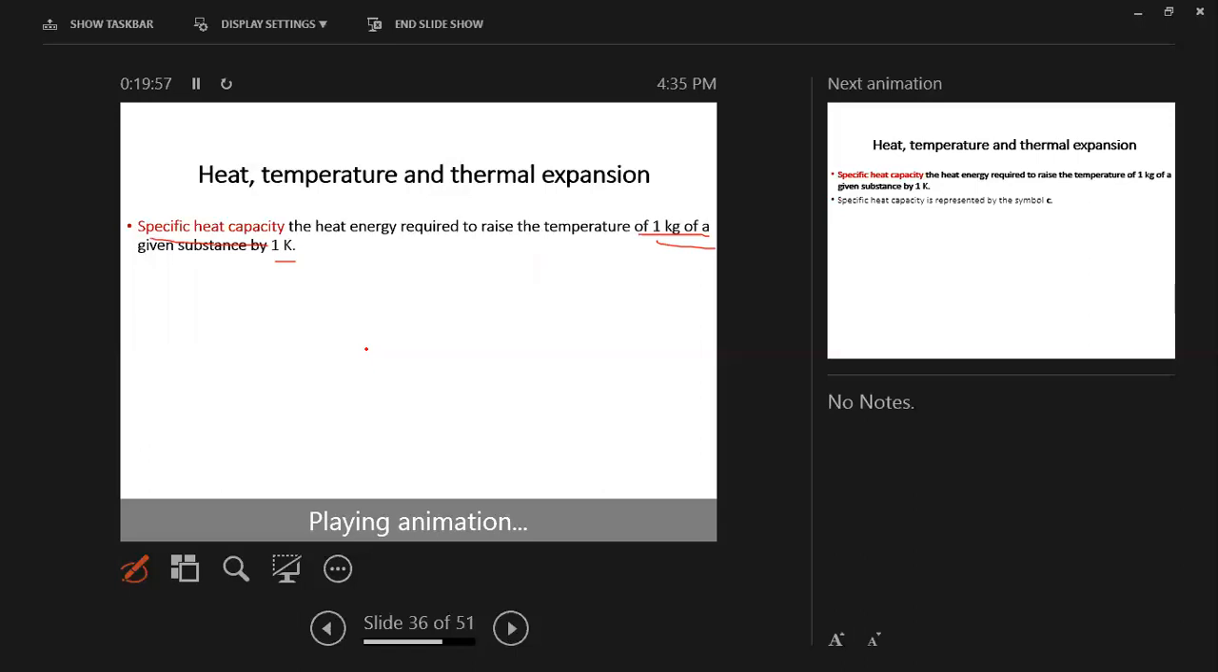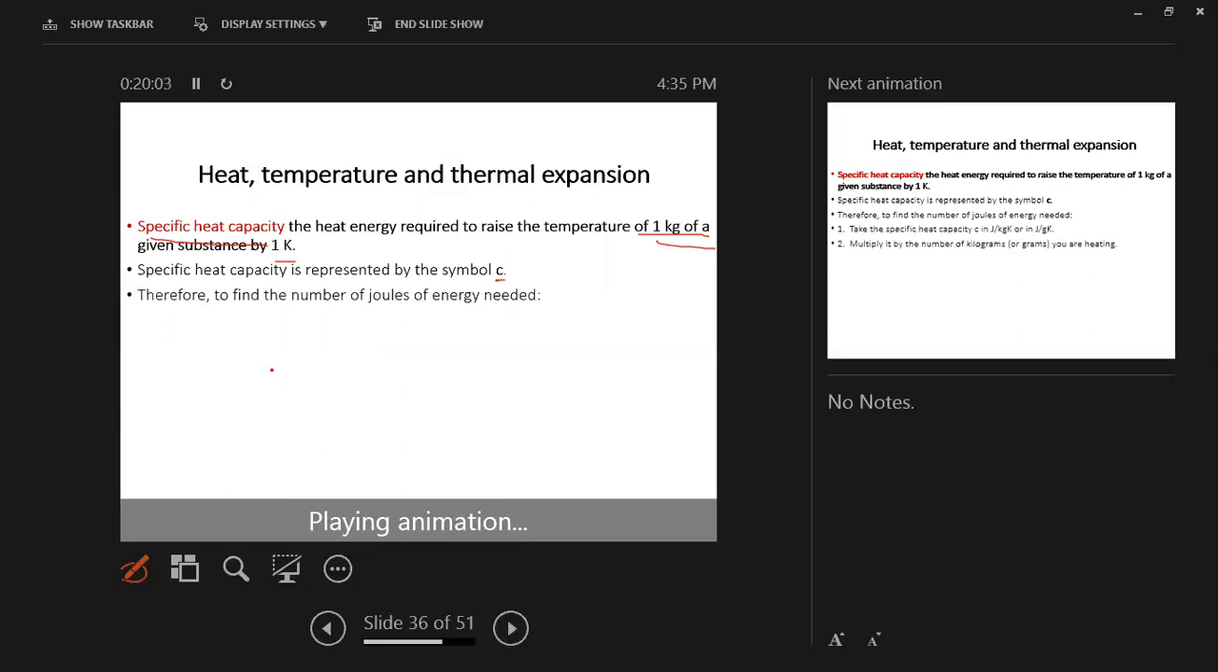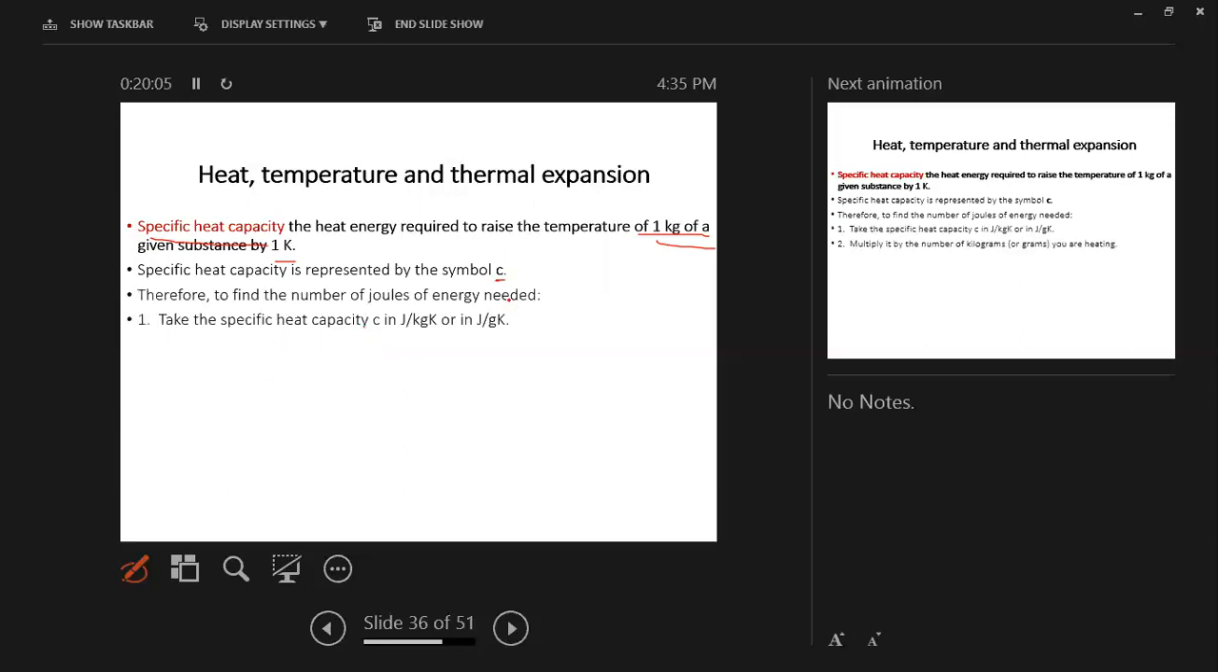So we use the symbol C, small c, to show the specific heat capacity. So to find the number of joules, we are going to use the SI unit of specific heat capacity, joule per kilogram Kelvin, or joule per gram Kelvin. You can use both of them. This is the unit of specific heat capacity.